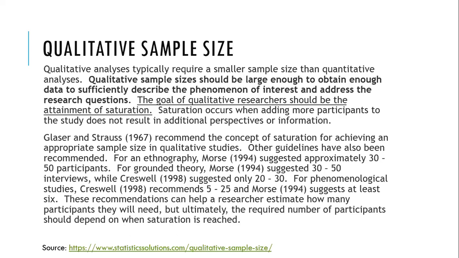Now, different scholars have different advice. Glaser and Strauss recommend the concept of saturation for achieving an appropriate sample size in qualitative studies. Other guidelines have also been recommended. For ethnography, Morse suggests 30 to 50 participants. For grounded theory, 30 to 50. Creswell suggests only 20 to 30. For phenomenological studies, Creswell recommends 5 to 25. That's why in my study it was 5, because my study was almost phenomenological.